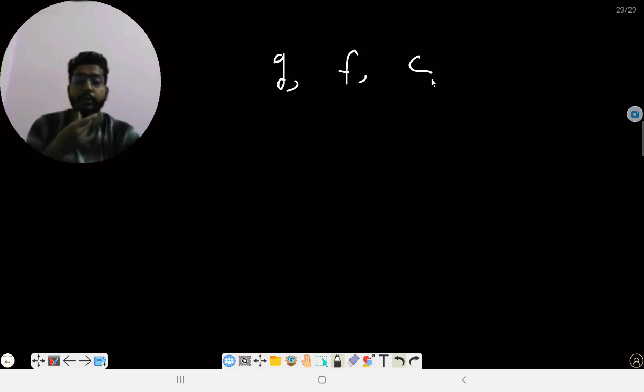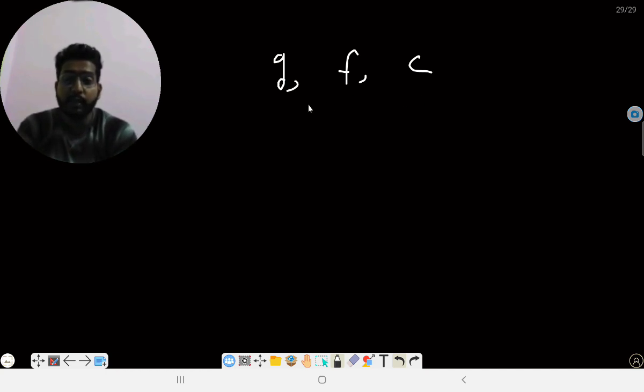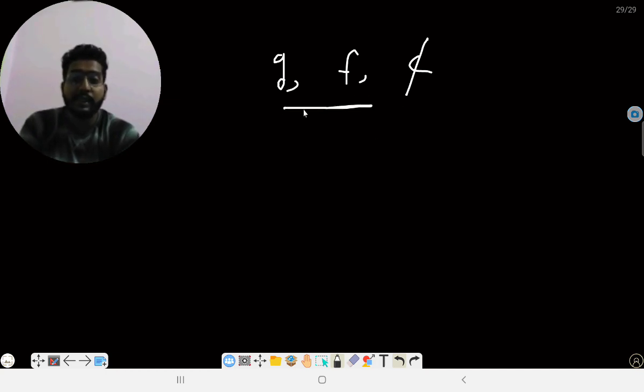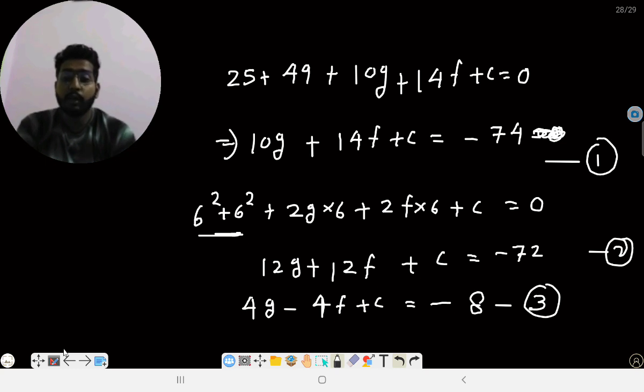To solve this we have to target 1 variable. That means from g, f, c, any one variable you have to target and eliminate. Suppose I am targeting c, I will eliminate c now. If I eliminate c, it will remain g and f. There will be 2 variables. Now 2 variables will be very easy to solve. So first thing is that I have to eliminate c somehow. I can eliminate c, I can eliminate g, or I can eliminate f. Any one variable first you have to eliminate. So here I am eliminating c.